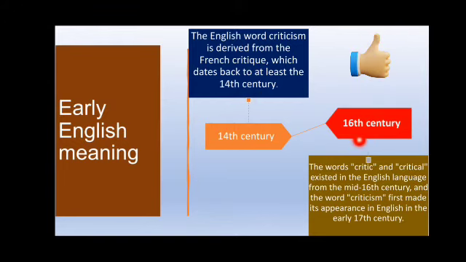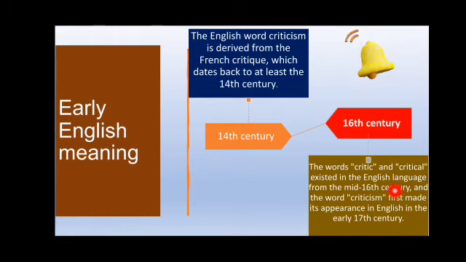Now let's come to the 16th century. The words critic and critical existed in the English language from the mid-16th century, and the word criticism first made its appearance in English in the early 17th century. So we are talking about a brief history of the word criticism. So these words, critic and critical, exist in the English language from which century? 16th century. And the word criticism first made its appearance in English in the early 17th century.